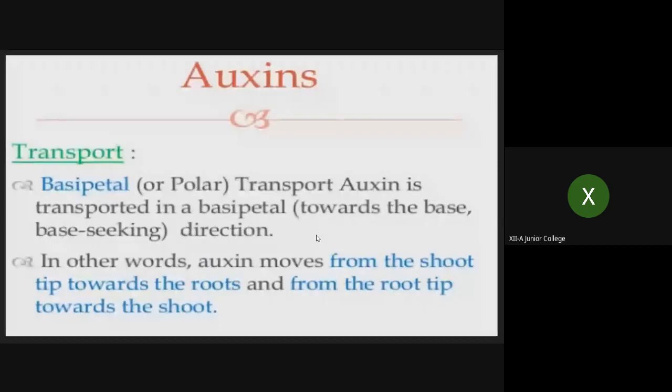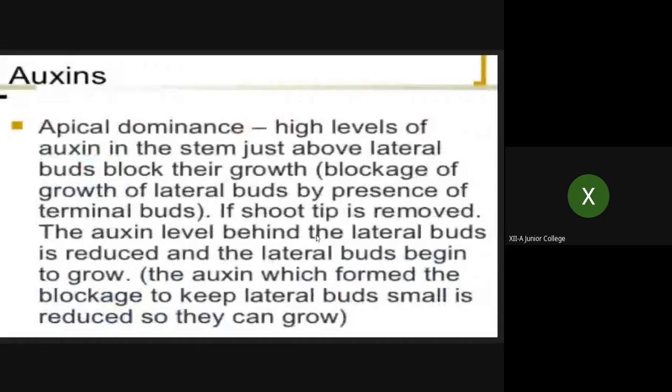So when they are produced at the growing part of the shoot, that means the apical region of the stem, from there they move towards the root. So at one pole they are produced, then they will be moving towards the opposite direction, towards the base. And if they are produced at the tip of the root, they will start moving towards the shoot. So at one place, if they are produced, they move to the opposite direction, that's why the transport is considered to be polar. Apical dominance is a very, very specific feature in the case of auxins.